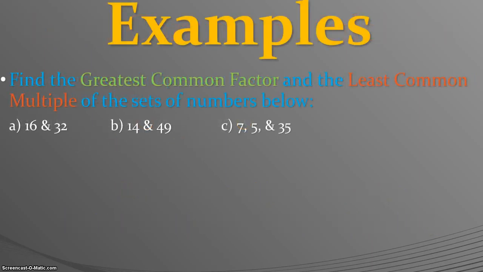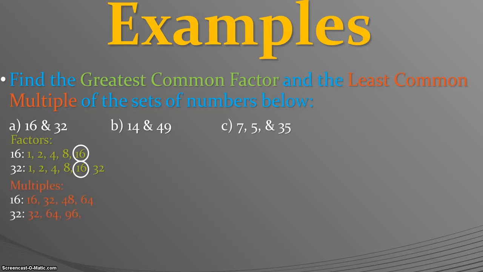Here are some examples. We're going to find the greatest common factor and the least common multiple of the three sets of numbers below. So, the factors of 16 are 1, 2, 4, 8, and 16 because those are all the numbers that divide 16. The numbers that divide 32 are 1, 2, 4, 8, 16, and 32. This means the greatest common factor. Remember, we're not looking for the first common factor. If we did that, we would choose 1 and possibly 2. But we've got to keep going. We want the largest common factor, and that would be 16.